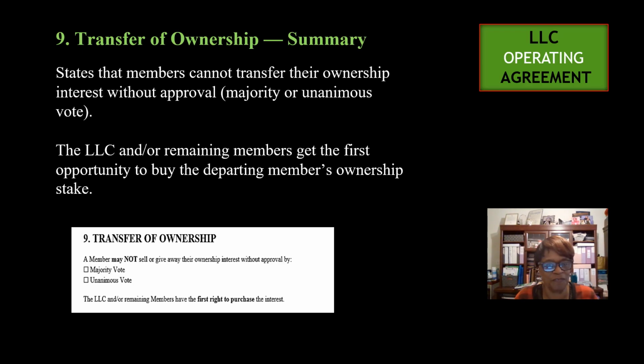Number 9, transfer of ownership. It states that members cannot transfer their ownership interests in the company without some type of approval, whether it's unanimous or a majority. This is an important section because you don't want someone to wake up one day and say, hey, I'm turning my portion of the business over to my Aunt Mary. No, there has to be a process, guys. And I've got it all written in here. You don't have to create the wording. I've got it right here for you.